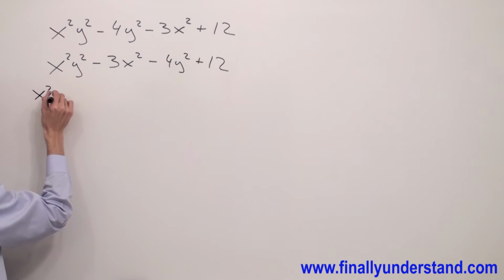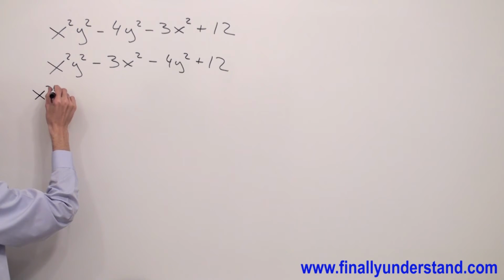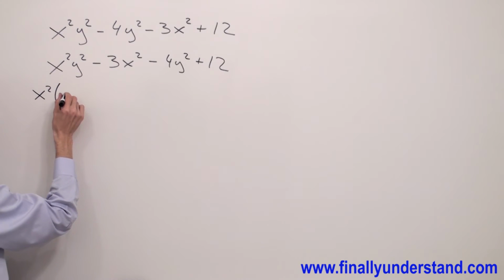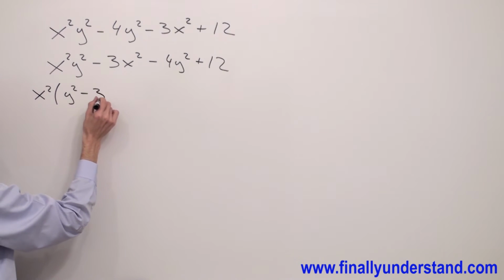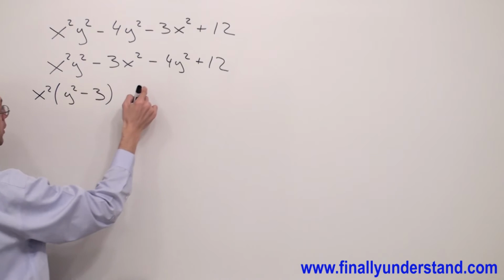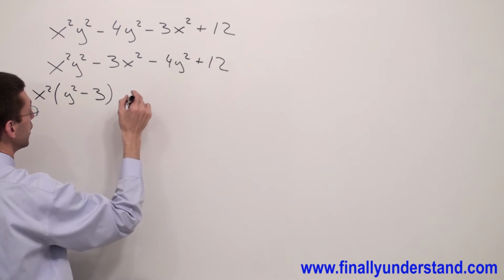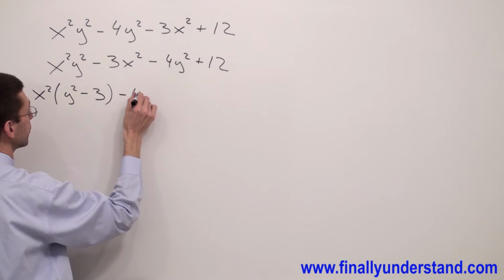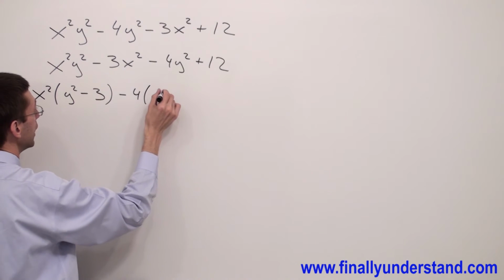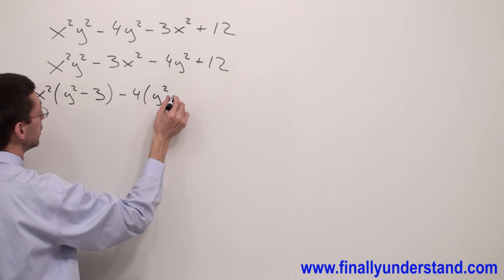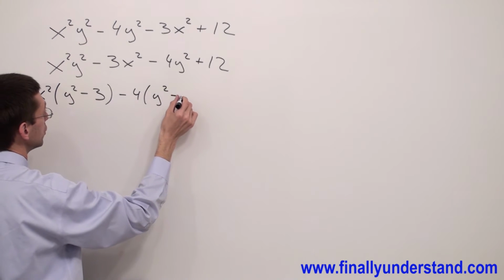x squared is the common factor for these two terms, and inside of the parentheses I'm going to have y squared minus 3. From these two terms I'm going to factorize minus 4. Inside of the parentheses I'm going to have y squared minus 3.